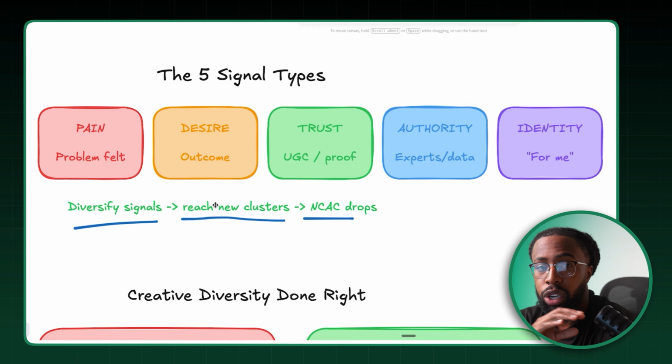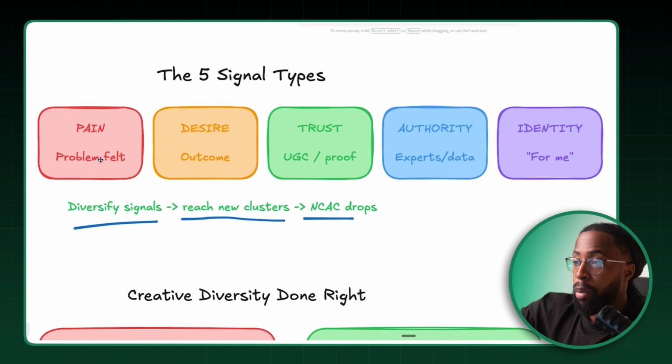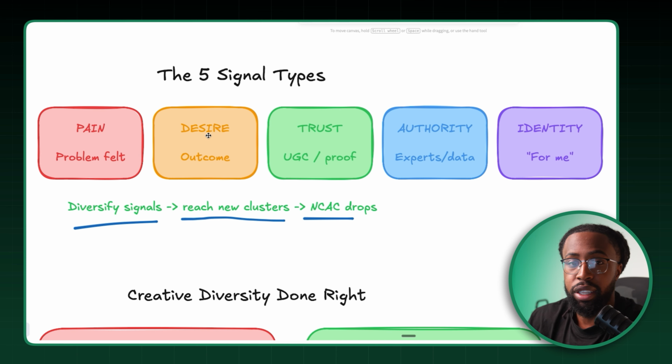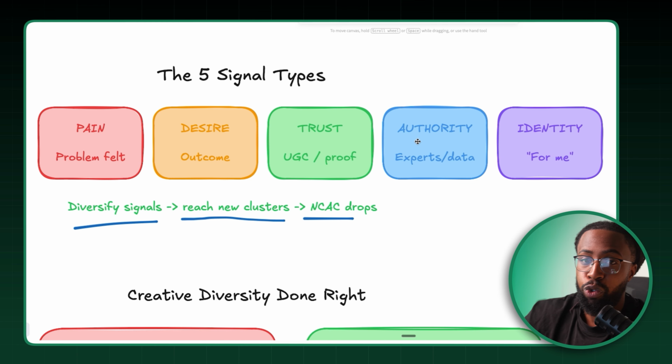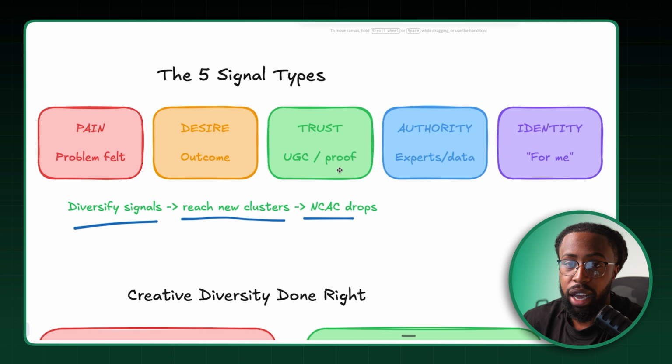When you diversify across all the different ad types and ad signals, Meta can start matching your ads to completely different new clusters. So people who've never seen your brand will now get to see it, which is how reach expands, and that's how we get your NCAC to actually drop.